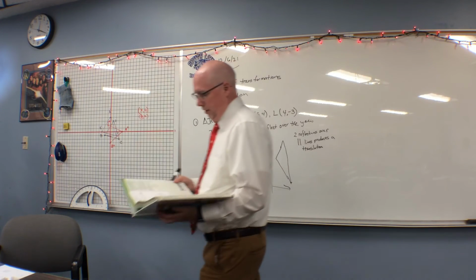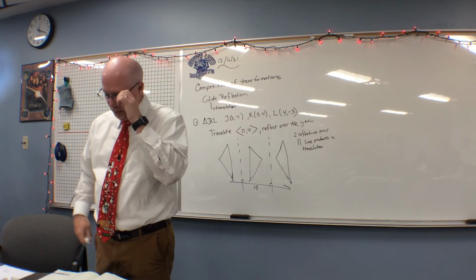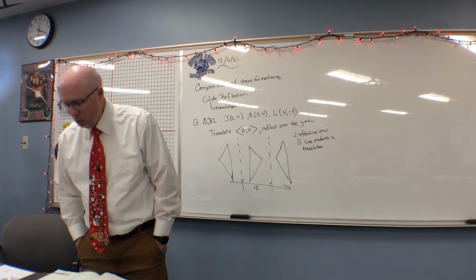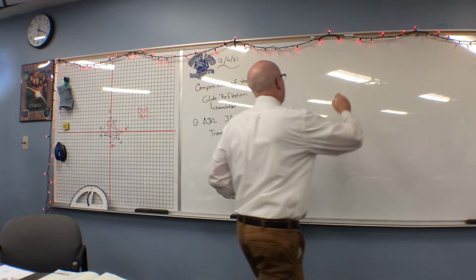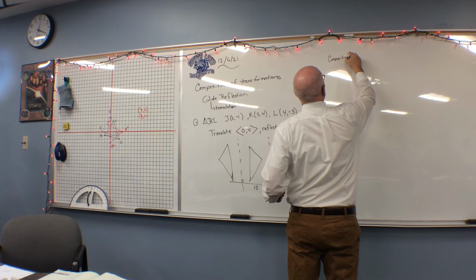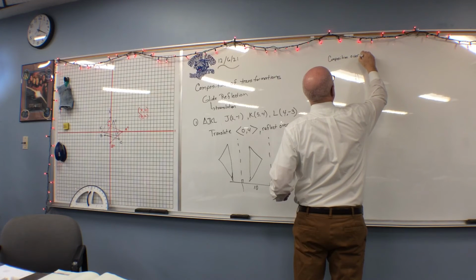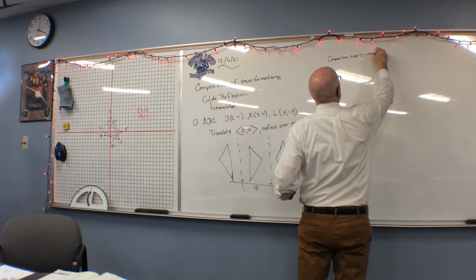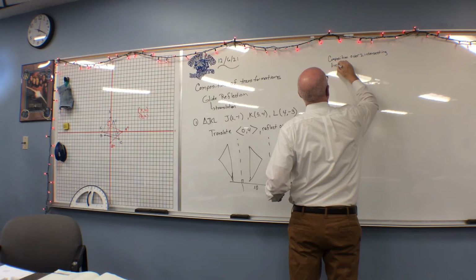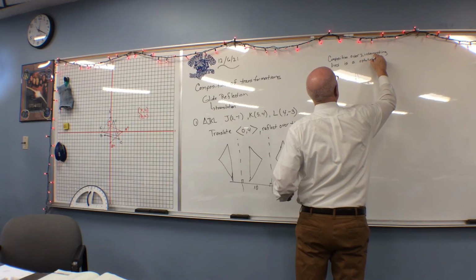This is really hard for me to draw. They have some good drawings of it. Page 251. It says, the composition of 2 reflections in the intersecting lines can be described by a rotation. So the composition of reflections over 2 intersecting lines is a rotation. All right? You understand that?